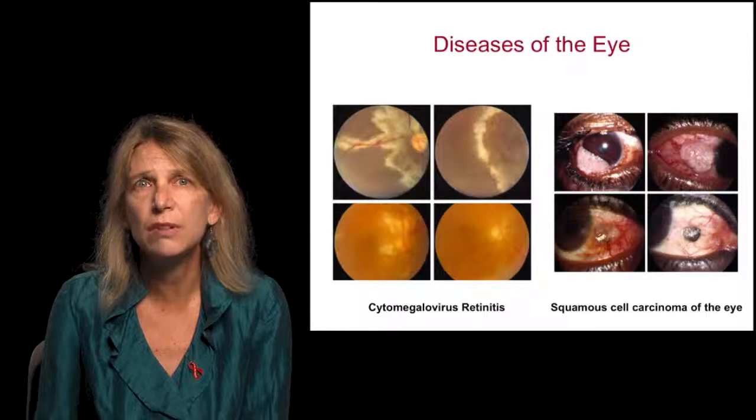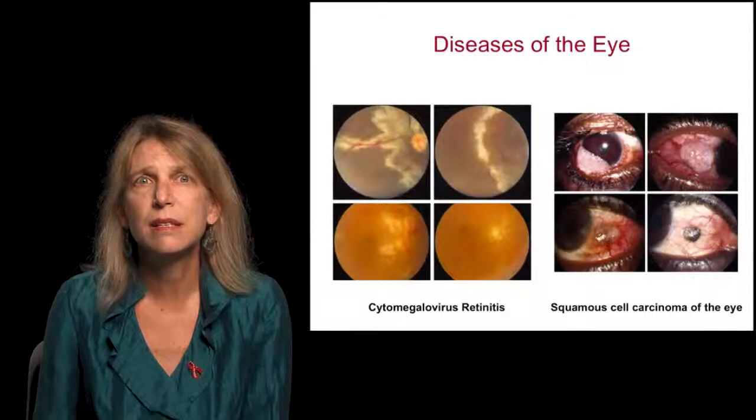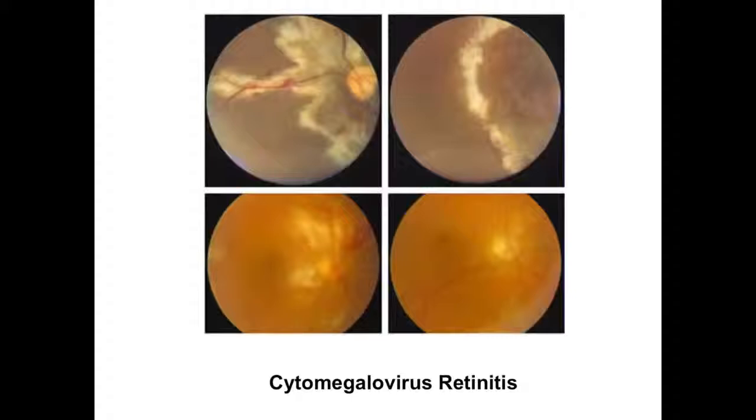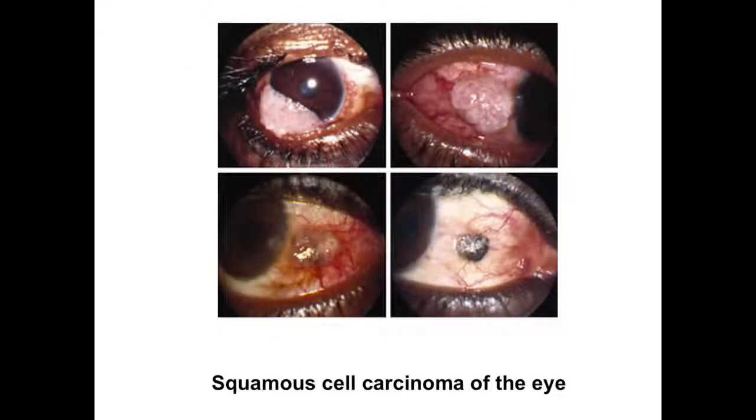AIDS conditions also include diseases of the eye. Cytomegalovirus retinitis presents with painless visual loss, and on fundoscopic exam is characterized by a ketchup and cottage cheese appearance. Squamous cell carcinoma of the eye is exclusively seen in sub-Saharan Africa and presents as lesions shown here on the sclera.